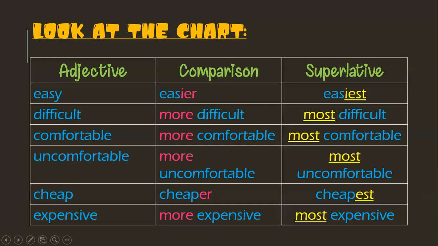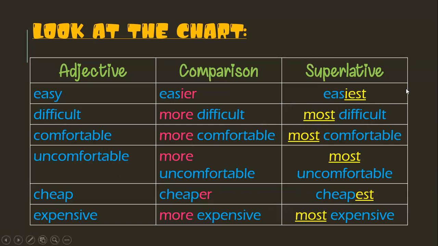But what happens when the word has more than 3 syllables? For example, difficult, comfortable. Comfortable has 3 syllables. In that case, we add the word most first. That word comes first, and then the adjective. Most difficult, most comfortable, most uncomfortable, most expensive, and so on.